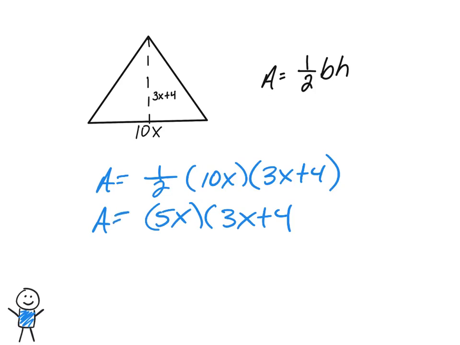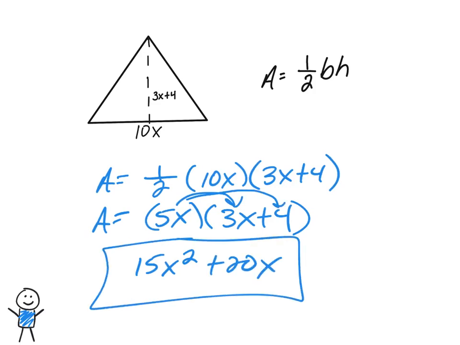We don't have to distribute two terms this time because we only have one term to distribute, the 5x. The 5x times 3x would give me a 15x squared, and the 5x times the 4 would give me 20x, representing the area of this triangle.